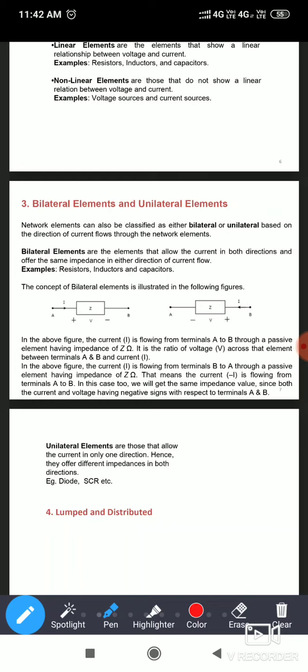Distributed, what is it? The distributed network is that network which consists of big elements like a transformer.